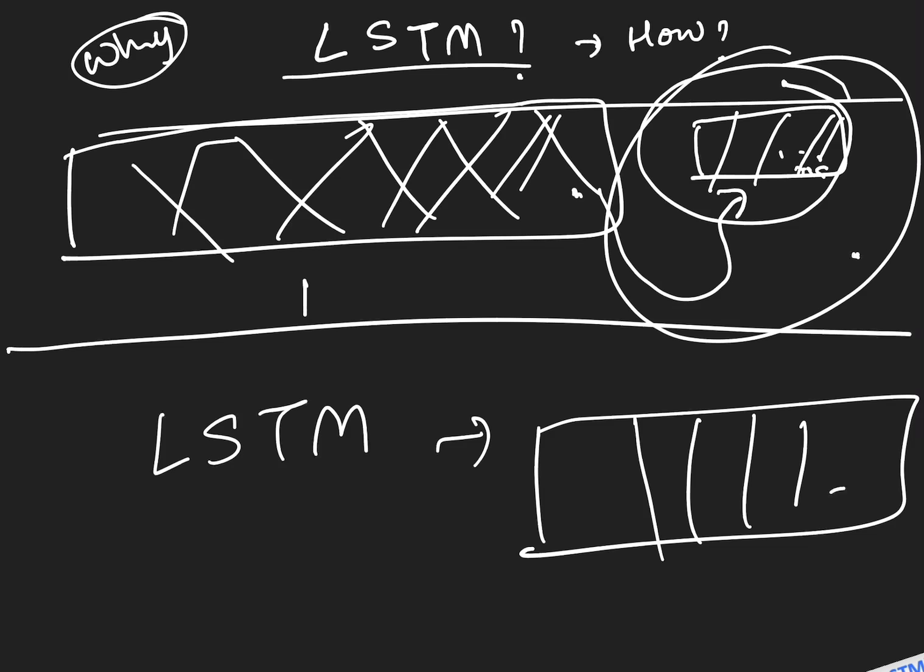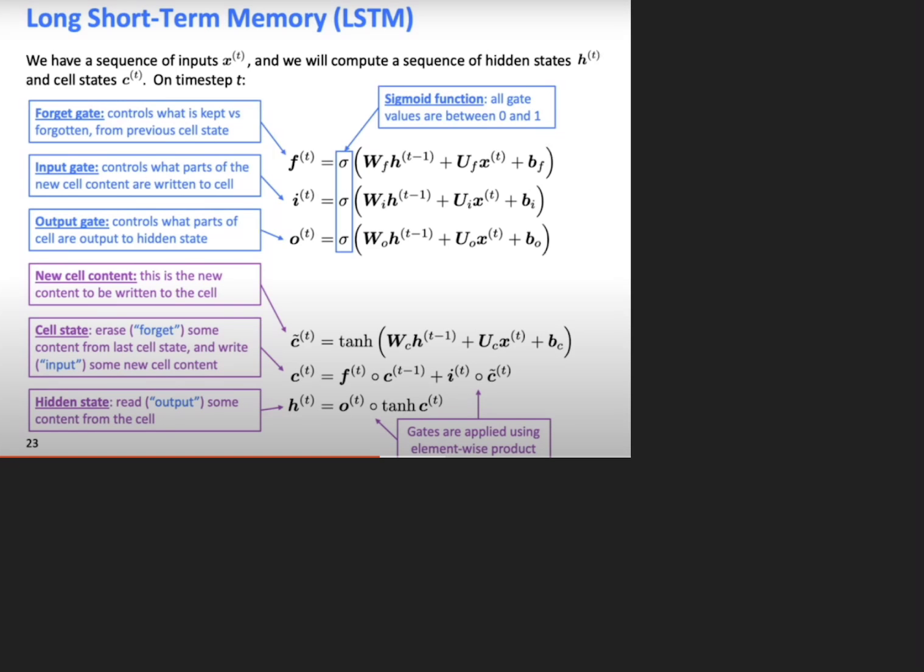Let's see how. Now that we are clear that our objective is to condense whatever information is given to us in a limited space, in a limited size, that is how our LSTM will work. Now, you know that LSTM is a specialized form of an RNN, or a significant improvisation of an RNN.